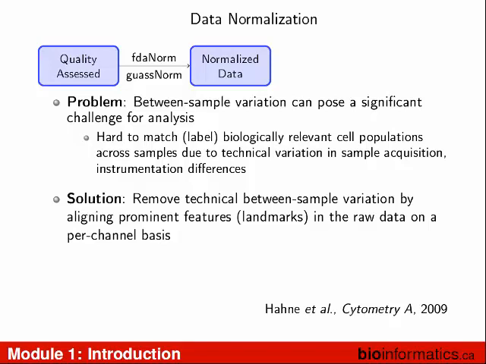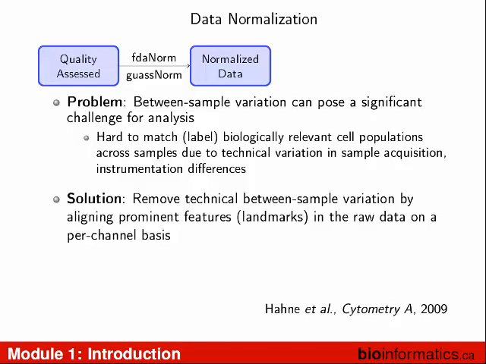So we have two different tools that we wrote to help remove that technical variation. But you have to know it's technical, because if you have some biological variation and you do normalization, all of a sudden you've gotten rid of your sick versus healthy, and that's kind of bad. So you want to do that when you know you have to.